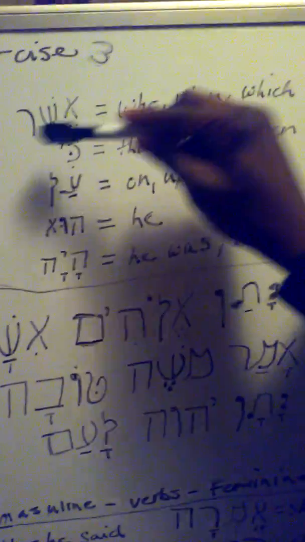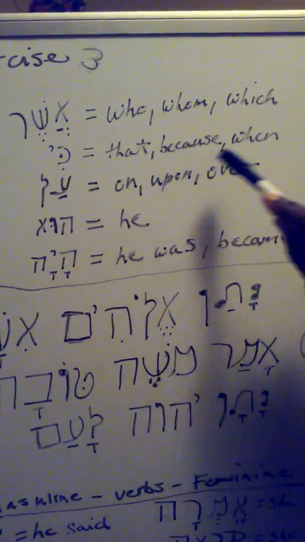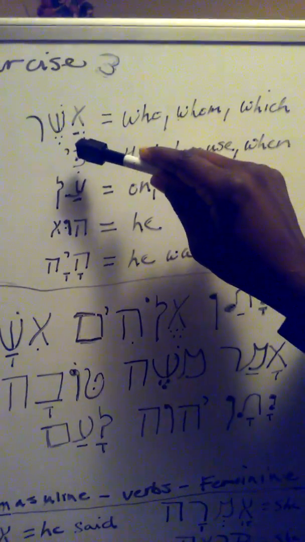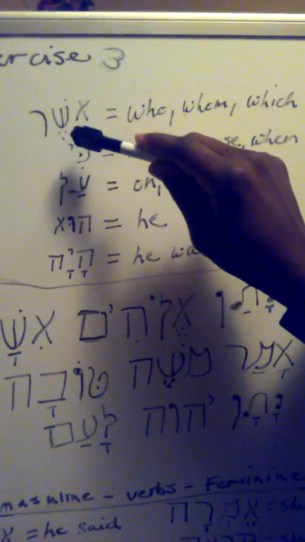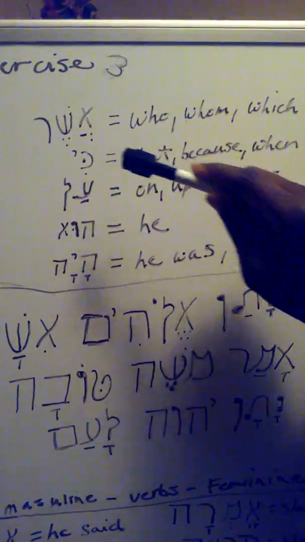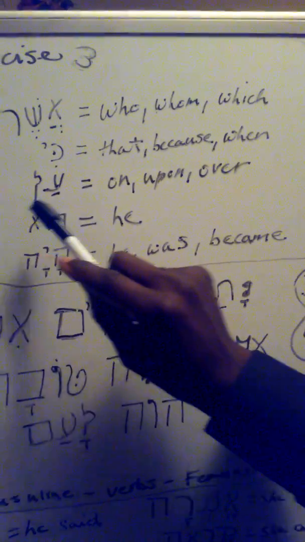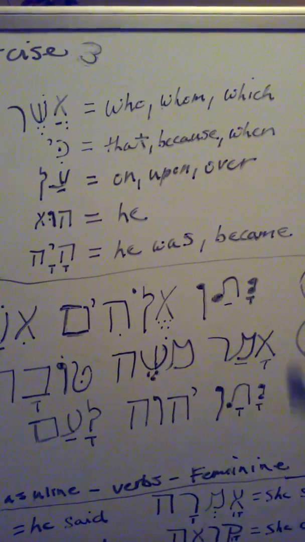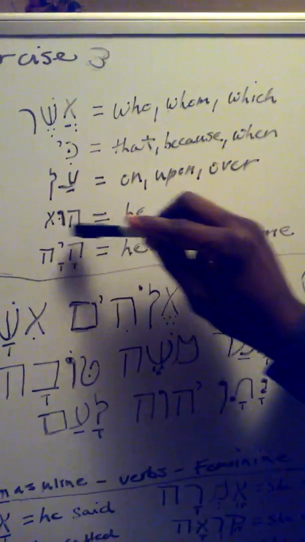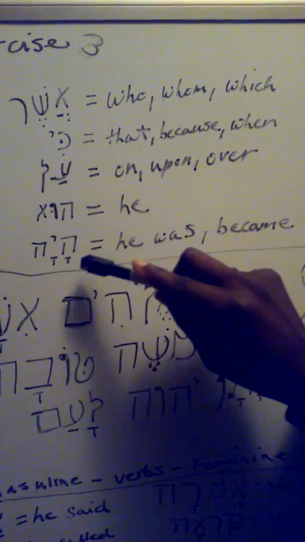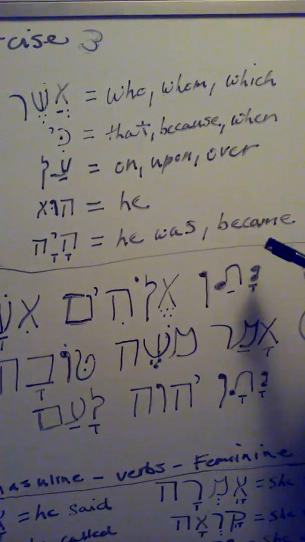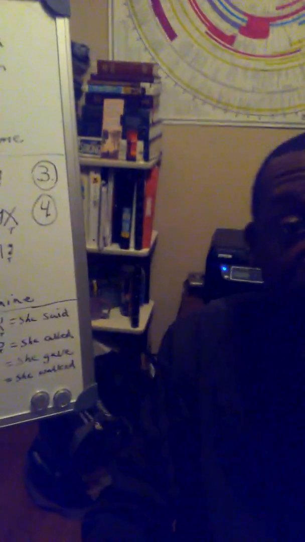Asher. Then we have that, because, or when, which is ki. We have a yod with hireq and the kaf, ki. Then we have al, which is on, upon, or over. Then we have the pronoun for he, hu. And then we have haya, which is he was or became. These are some very important words as we build our vocabulary.